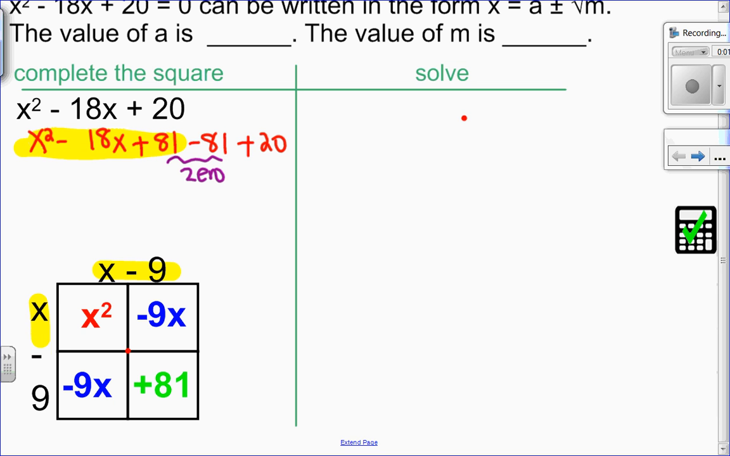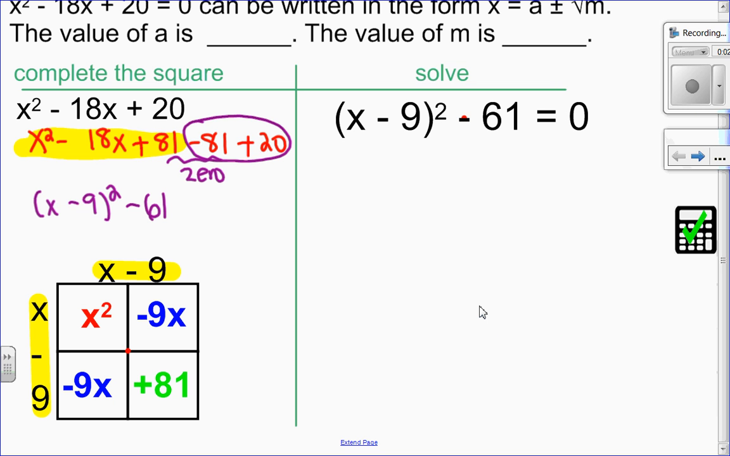That factors as x minus 9 times x minus 9. So I'm ready to factor. It's going to be x minus 9 all squared, and then group my like terms on the outside. So I have negative 81 plus 20 is negative 61. Now that I've completed the square, I can solve it by setting it equal to 0. So I'm going to solve x minus 9 squared minus 61 equals 0.